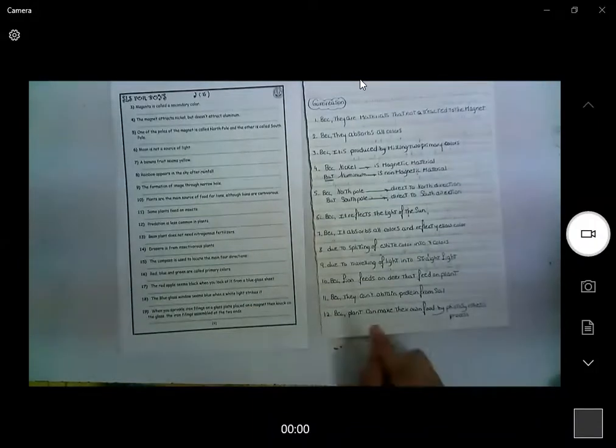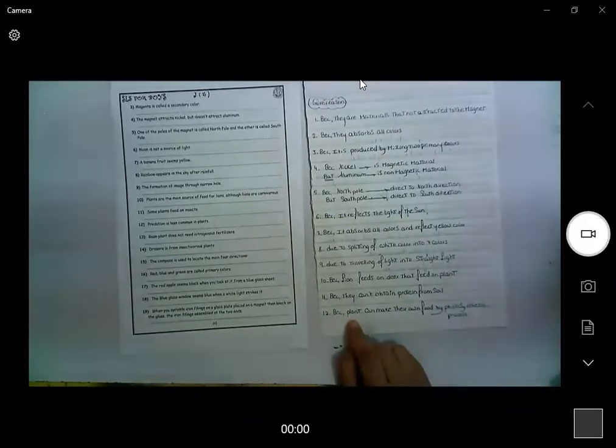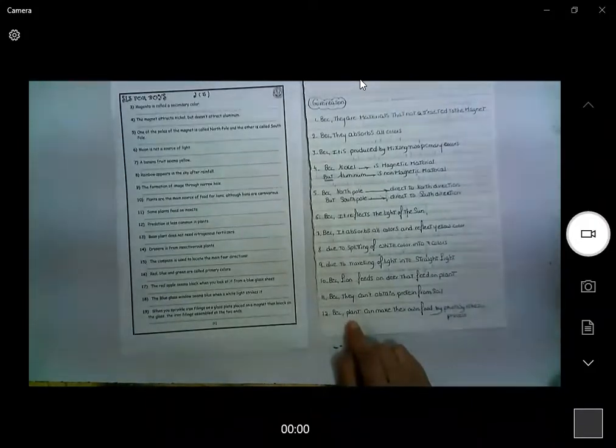12. Predation is less common in plants. Give reason: because the plant can make their own food by the photosynthesis process. Some plants have another way to make their own food by photosynthesis.